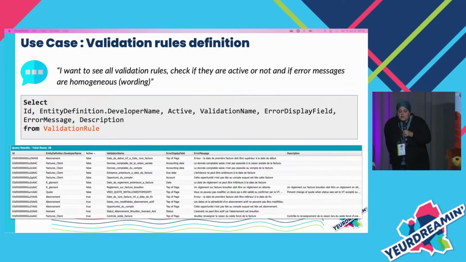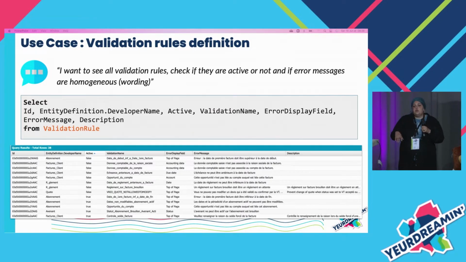So basically, one way to do that is to get all the validation rule messages. You query the validation rule, and then you get the error message to get all of them, and to be sure everything is aligned. Specifically when you are working on a big project with many admins or members, developers, able to build validation rules.